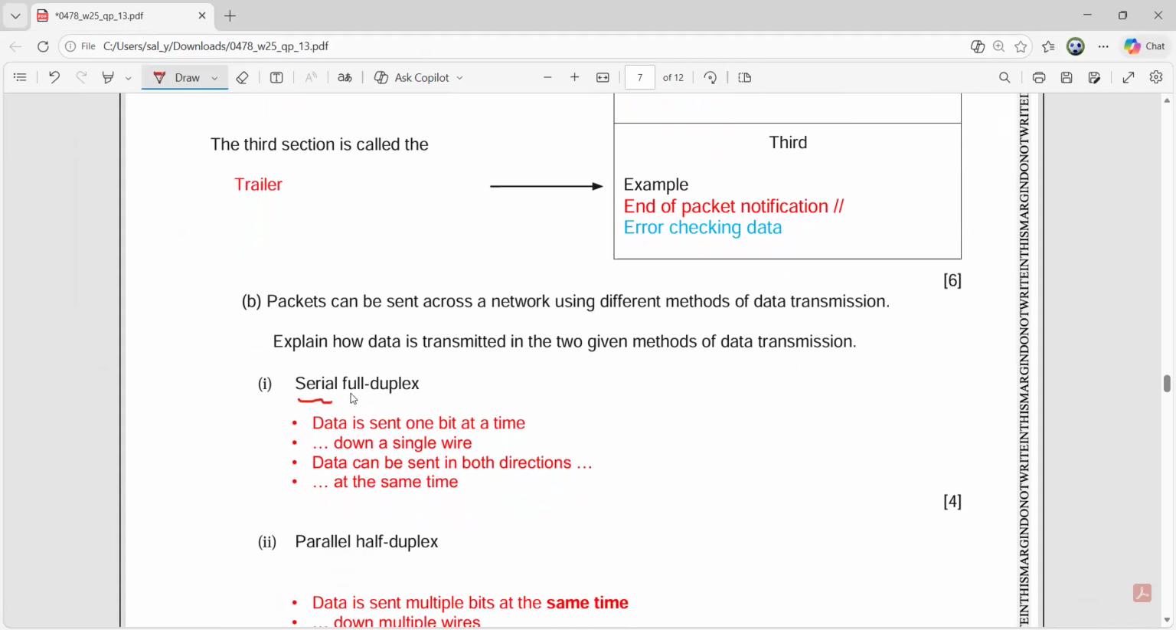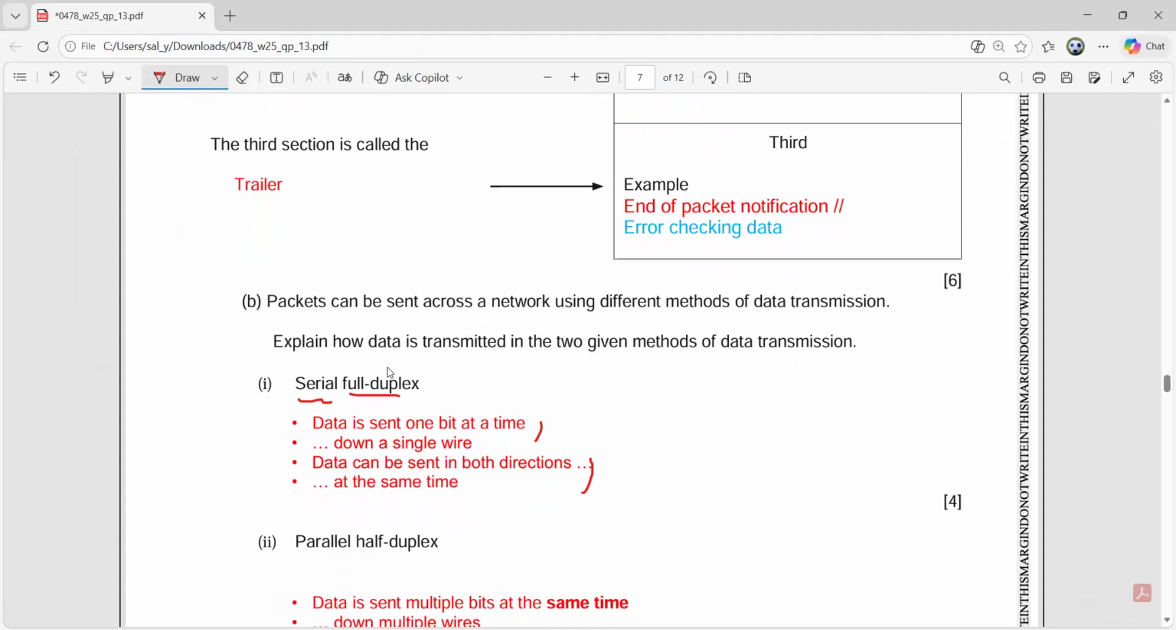Serial and full duplex. So if a child has written about serial, data is sent one bit at a time over a single wire. Perfect. You will score 2. And another 2 is going to be for talking about full duplex completely. Data can be sent in both directions at the same time. Be clear. Full duplex means that data is sent in both directions at the same time.